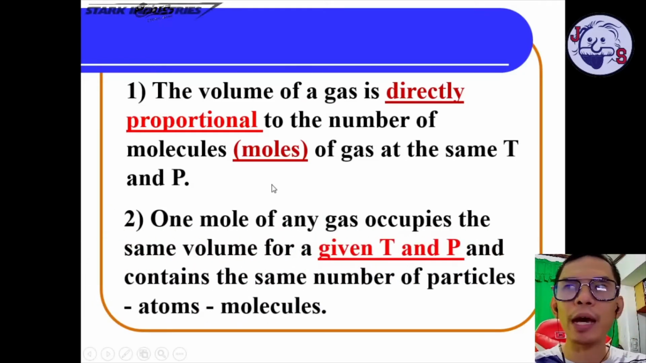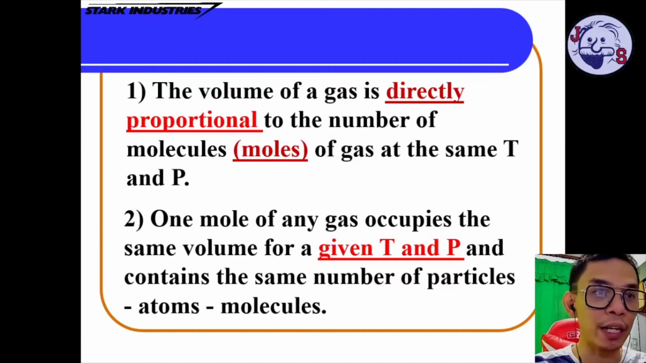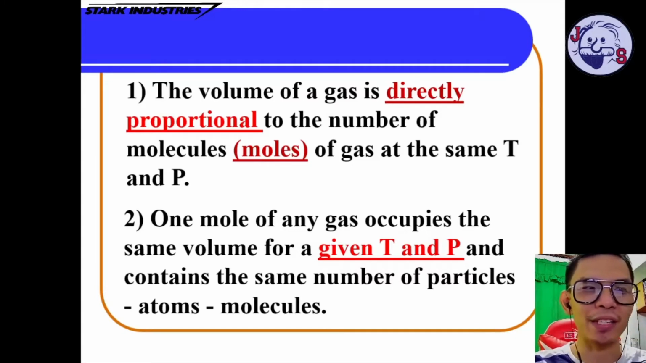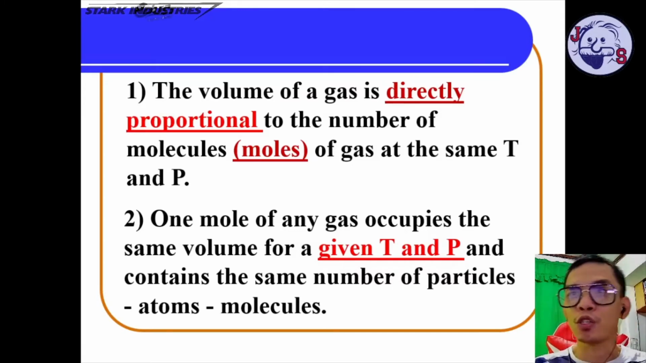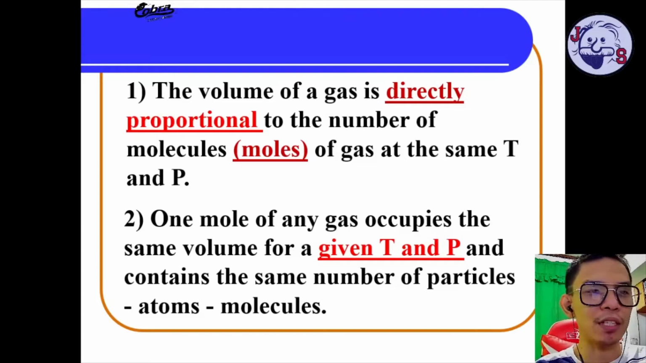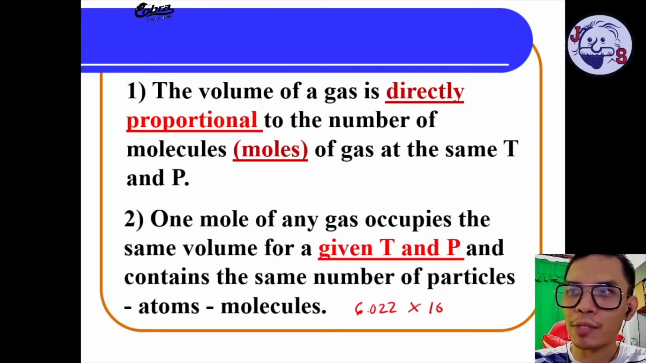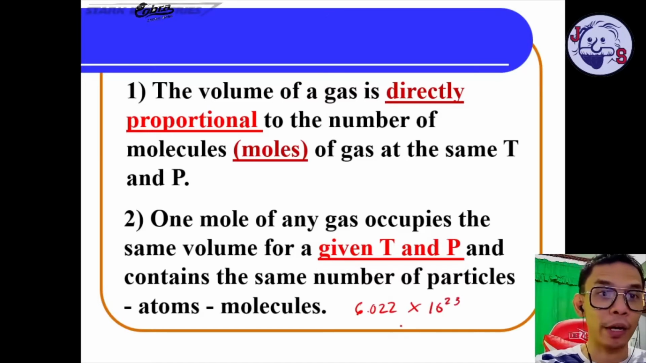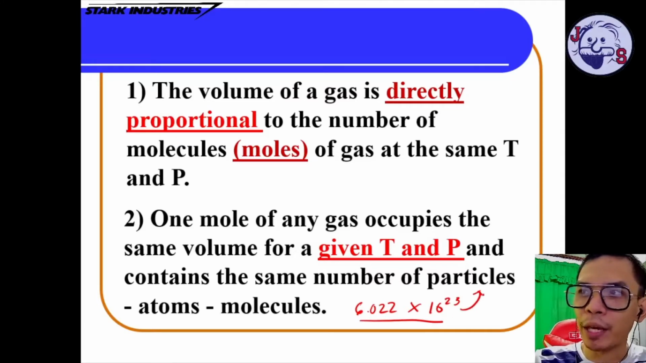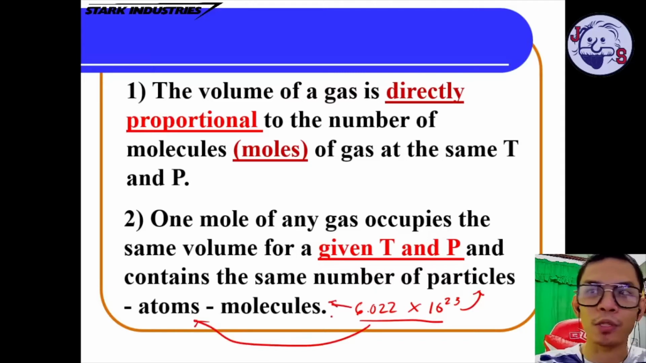So the next principle that we have right here: 1 mole of any gas occupies the same volume for a given temperature and pressure, so it contains the same number of particles, atoms, and molecules. So what is this same number? This is the 6.022 times 10 to the 23rd power. It can be particles, it can be atoms, or even molecules.